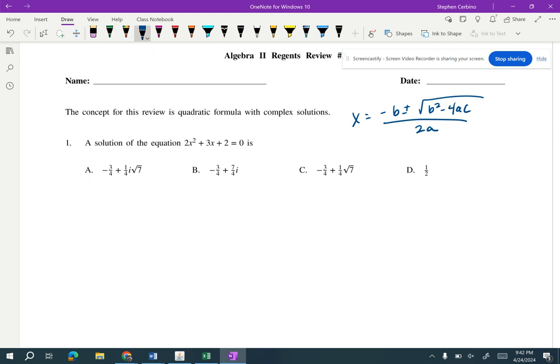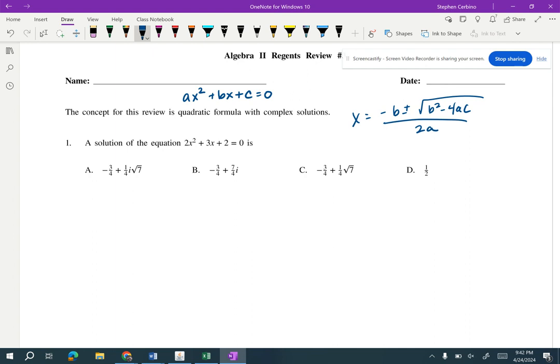So in the quadratic formula, there are 3 parts, A, B, and C. In every single quadratic equation, there is an A, which is the coefficient to x squared. There is a B, which is the coefficient to x, and there is a C, which is our constant term. They're usually equal to 0. If they're not, we have to make them equal to 0.